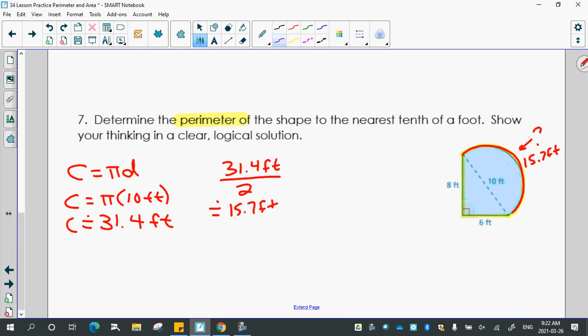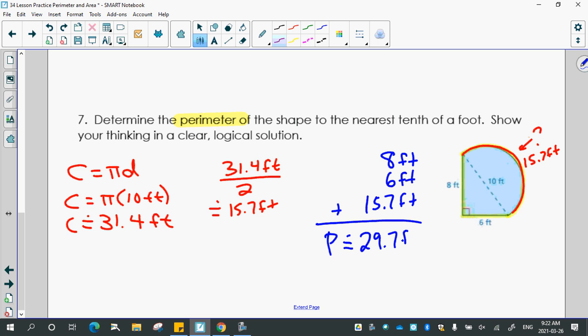So now I know all of the three sides, I'll call them, even though this one's a curved one, right? So if I know all three, I can just add them up. So I've got 8 feet, 6 feet, and 15.7 feet. I'm adding them because it's perimeter. So the perimeter is about 29.7 feet. And it says to the nearest tenth of a foot. Okay?